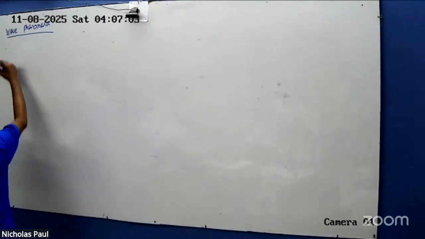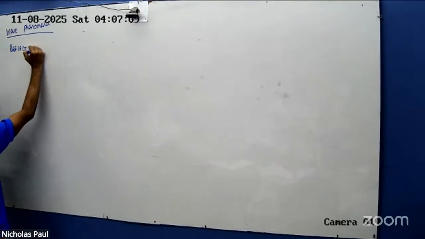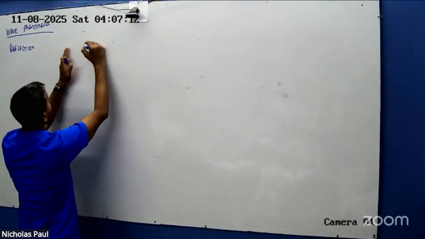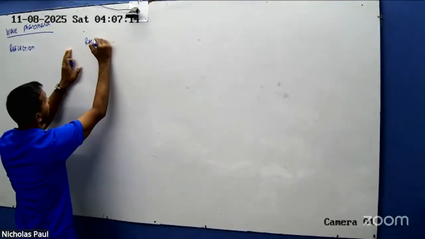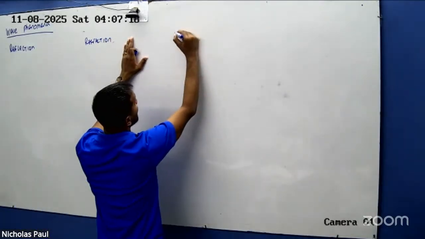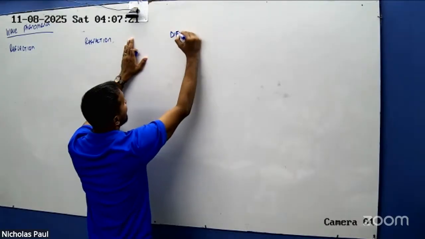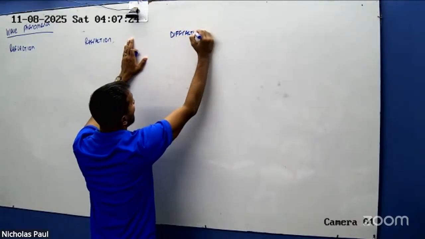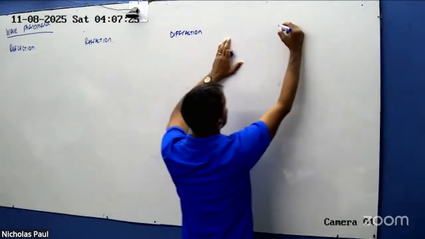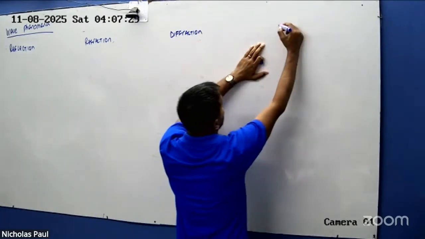Anybody remember the four things that waves undergo? Reflection. What's the next one? Refraction. What's the next thing? Diffraction, nice. And the last thing, what's the last one? Interference.